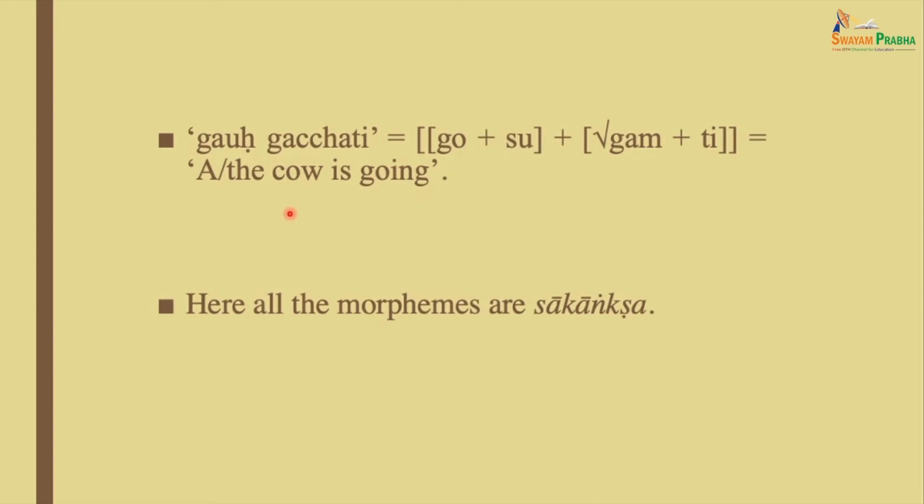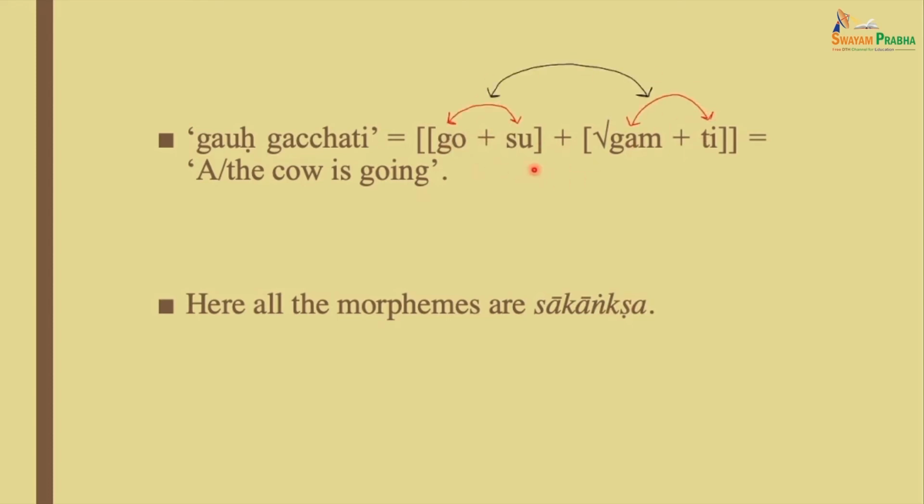Now, we analyze a phrase, gauhu gachati, which means a cow is going or the cow is going. So it has got four morphemes. We talked about it. That is go and su, which is the inflectional ending, and then gam, the dhatu, the verb, and then ti. That makes it a cow is going. Here, all morphemes are sakanksha. Go is connected with su, gam is connected with ti, and in turn, both are connected. That is their akanksha. So you can see the connections.